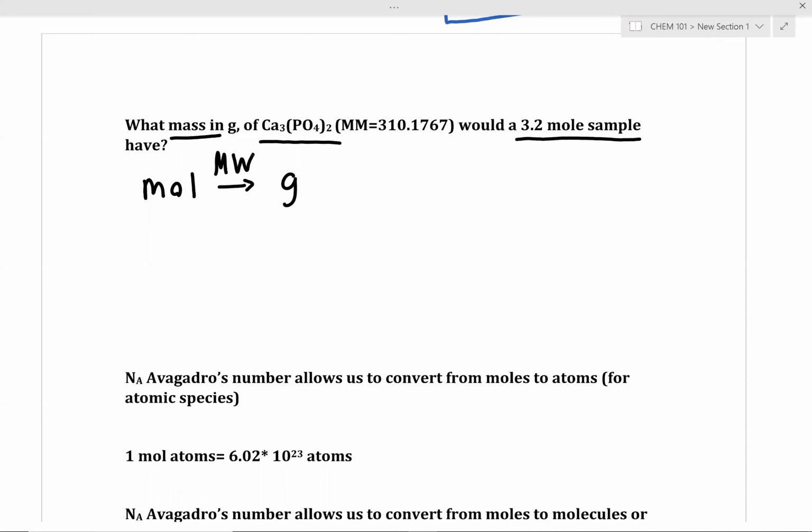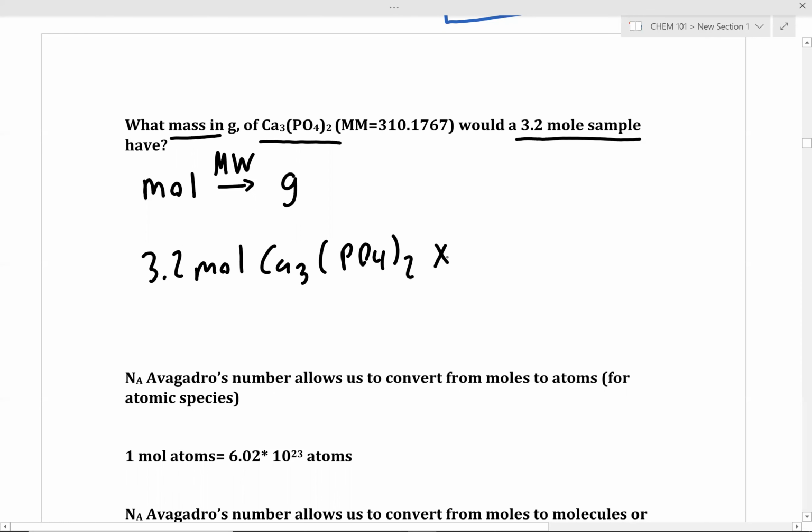So I hope this first example started to get everyone in the rhythm. Let's now talk about how we'd solve this problem. We're going from moles to grams, so we're going to use the molar mass, or molecular weight, as our conversion factor. We know that we have 3.2 moles of calcium phosphate, and we are also given the molar mass. What are the units of molar mass typically?